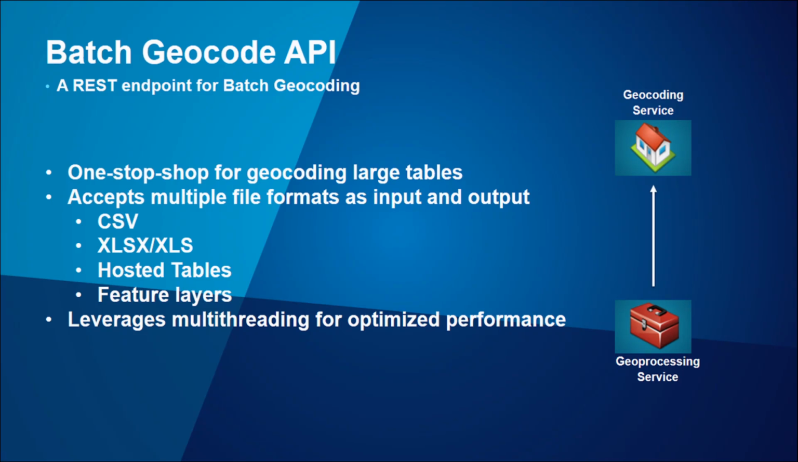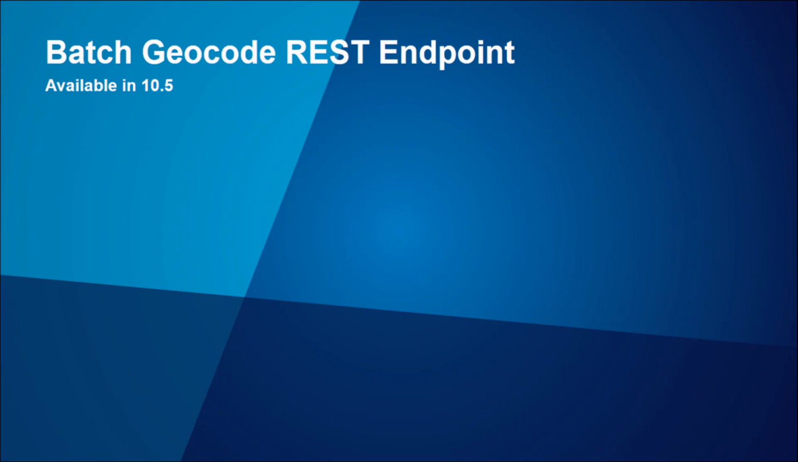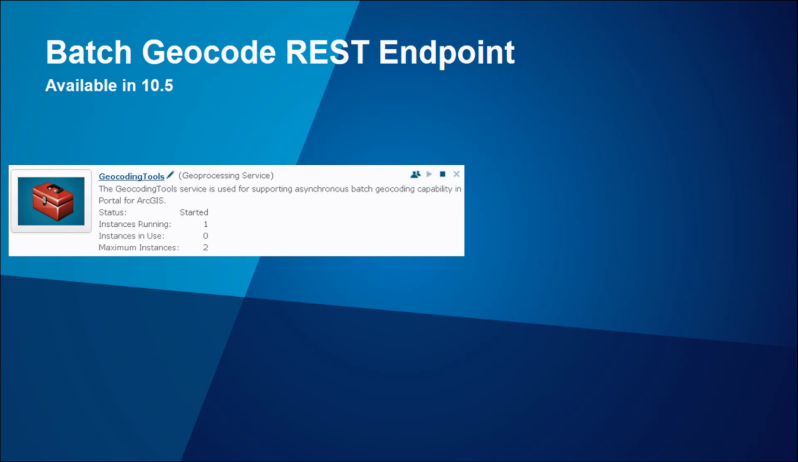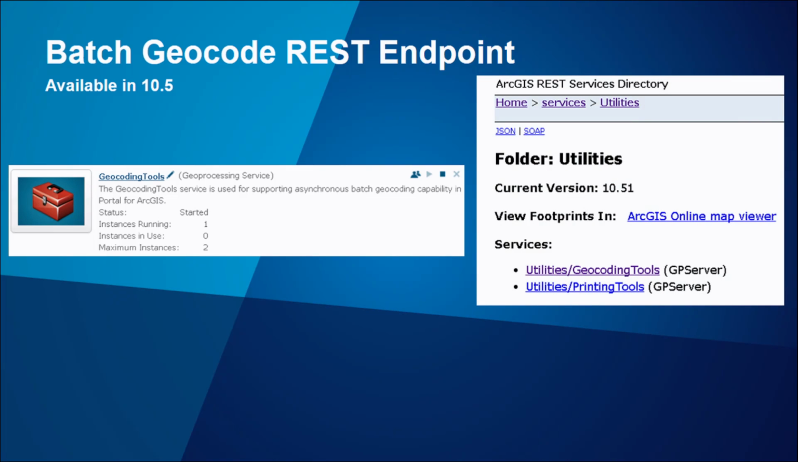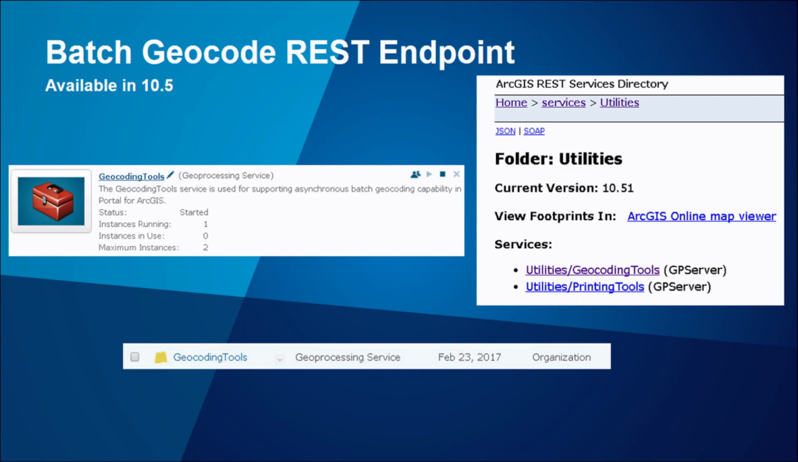So you can imagine why this is an API that's really great for organizations that have an on-premises large geocoder deployment. This API is a way that you can effectively leverage that large locator and perform batch geocoding against it. So the batch geocode REST endpoint is available in 10.5. You'll find it in the ArcGIS Server Manager, as well as in your REST Services directory under Services, Utilities, Geocoding Tools. And under Geocoding Tools, you'll find two new tools, Analyze Geocode Input and Batch Geocode. And you'll find it, of course, in your portal, because it is specifically a portal tool.